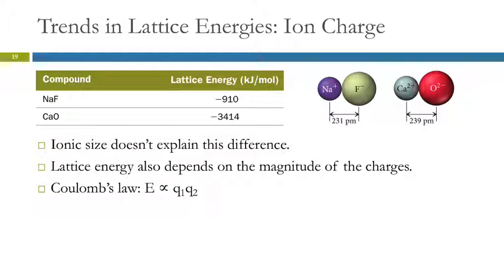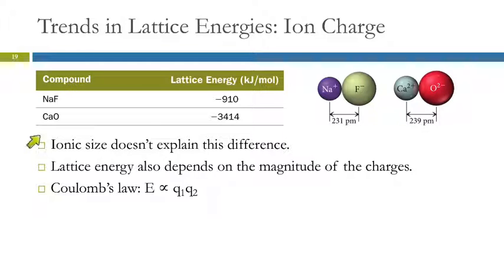Well, ion charge has an effect also. So here we're going to compare sodium fluoride and calcium oxide. If we look at the sizes, the distance between the nuclei for sodium fluoride and for calcium oxide is very similar. That's why we chose these two compounds to compare. So size isn't an issue here, but charge is. Sodium and fluoride each have a 1 charge, and calcium and oxygen are a 2 charge, +2 or -2.